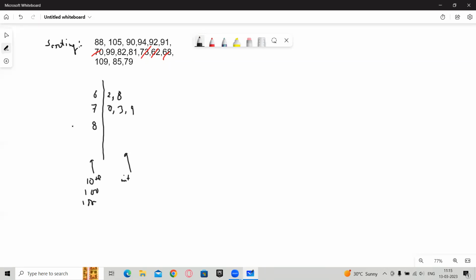Now in the 80s space, you can tell that there is 1, then 2, then 1, 2 done, then 5, then 5, 8. This is done. In the 90s space, we can see there are many numbers like 1, 2 done, 4. Zero was also there.